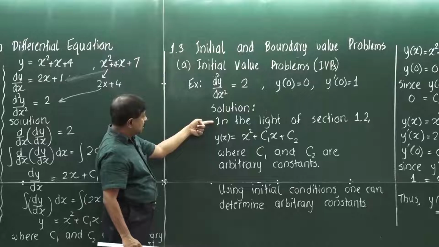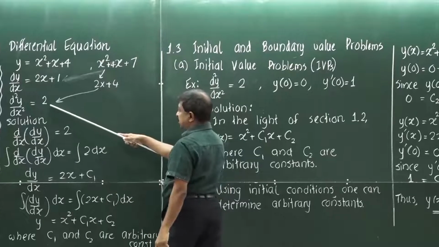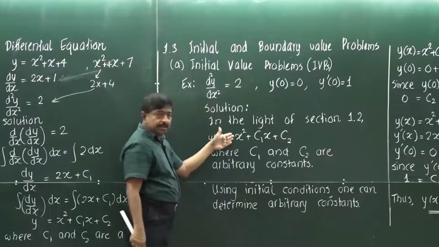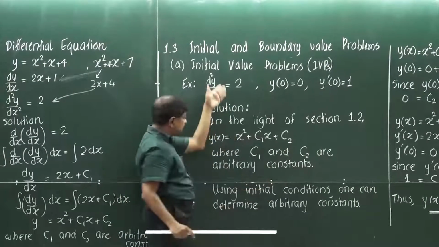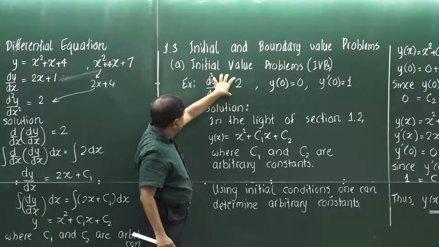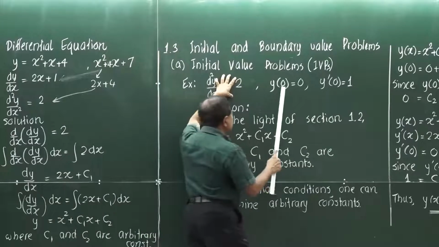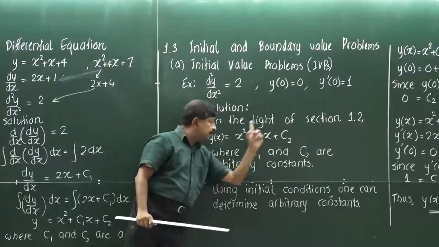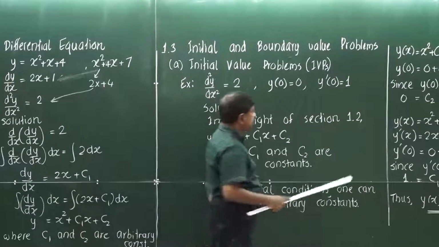Now, a solution is like this. This is the differential equation we considered in the previous section. Therefore, you know the solution. You first find the solution, just by ignoring these 2 conditions. Now, this is the solution which satisfies this one. However, if you impose these 2 conditions, you can find C1 and C2, right. Using initial conditions, you can find C1 and C2.